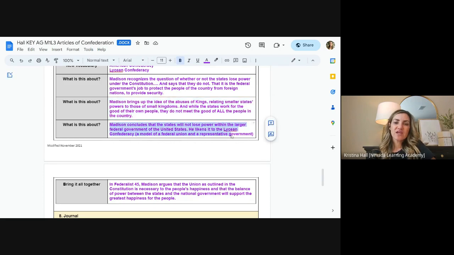And then finally, he concludes that states will not lose power within the larger federal government, okay? And he gives the example of a federal union and a representative government, okay? And the direct role that the people of each state will have in this.